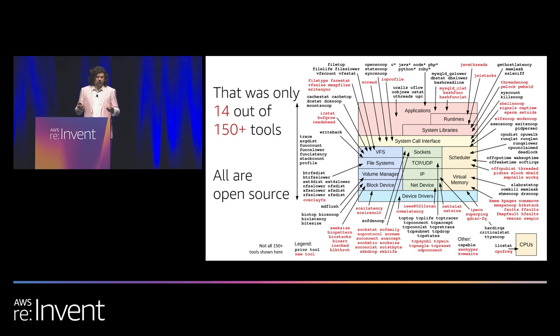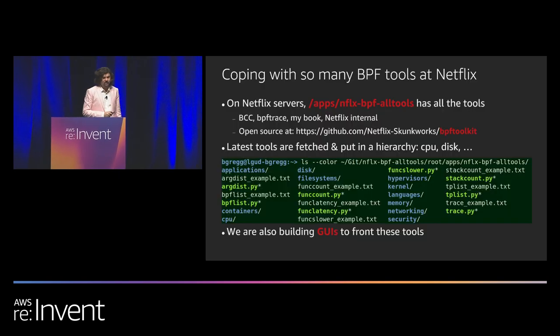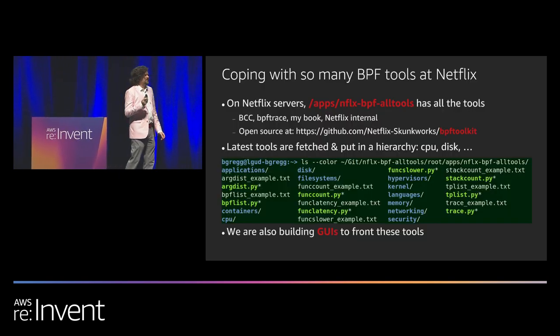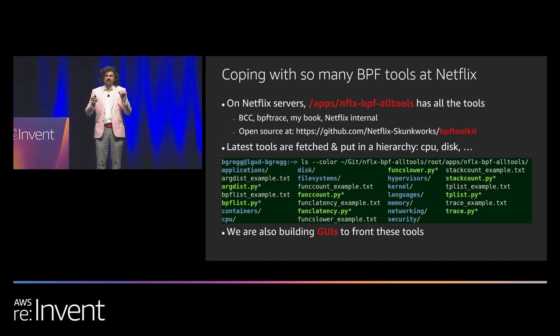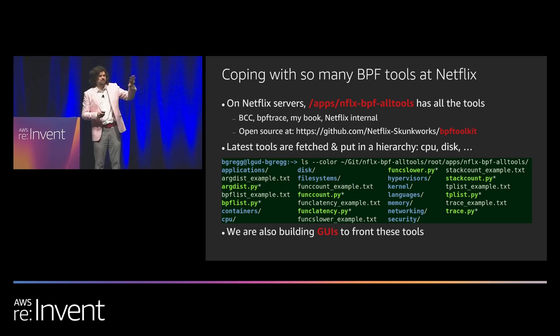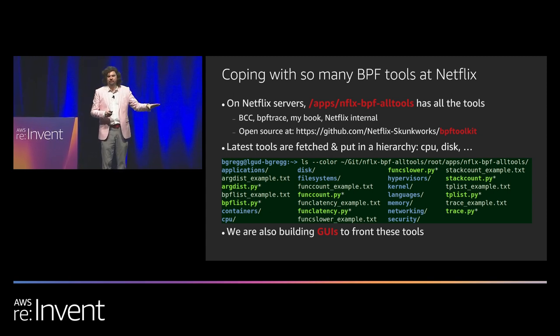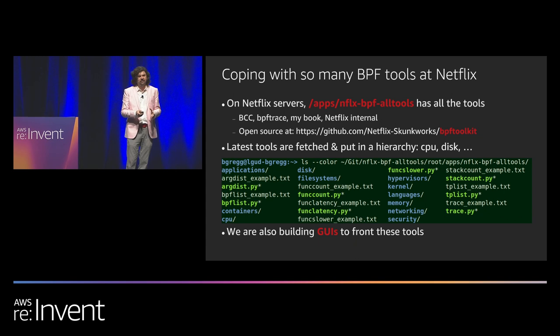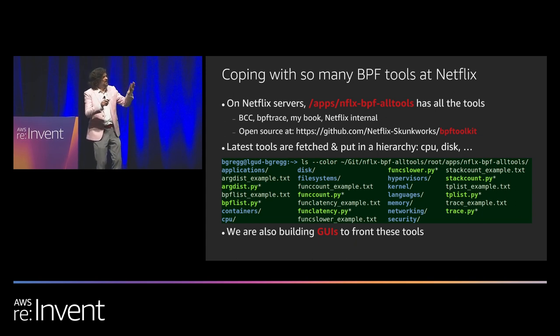And we install them in the Netflix base AMI. And how we actually do that is we have a directory called /apps/nflx-bpf-alltools. And that puts all the BPF observability tools in a directory structure that makes sense. We don't want developers to have to learn that these disk tools come from BCC, and these ones come from bpftrace, and these ones come from here. We put all the disk tools into a disk subdirectory, and all the file system tools into a file system subdirectory. So if you want to do disk analysis, you just cd to disk, and they're all there in one place. And we open sourced this structure as well.